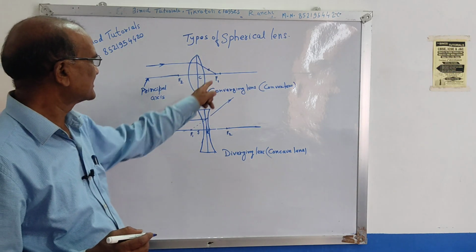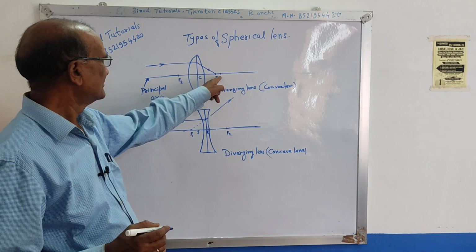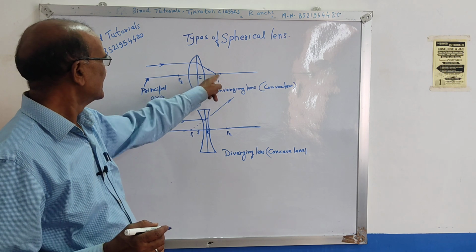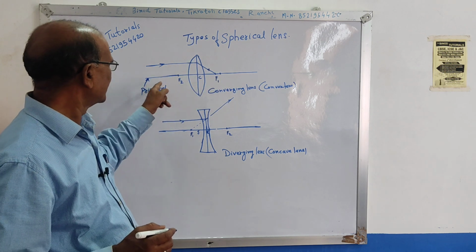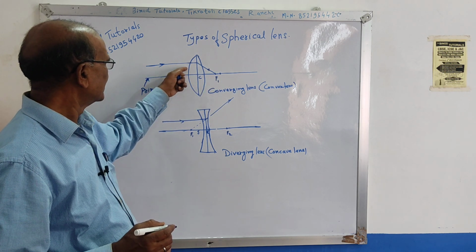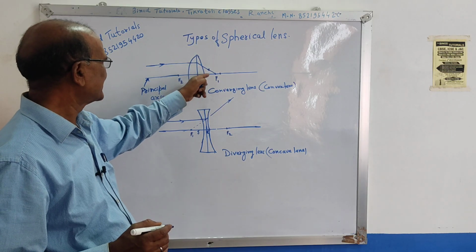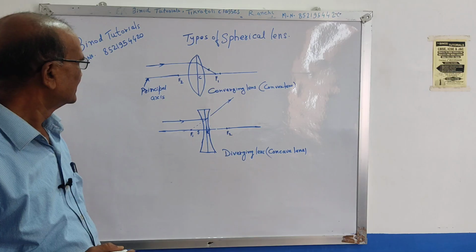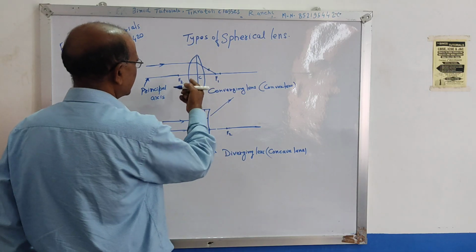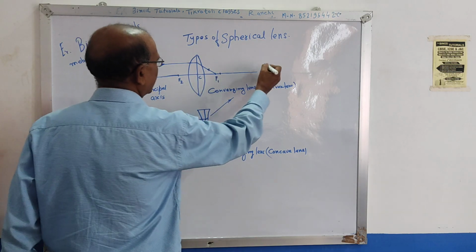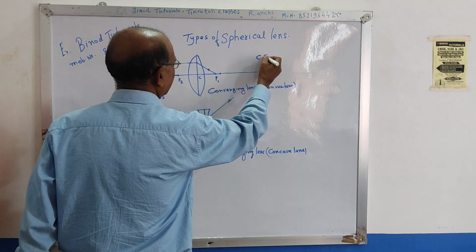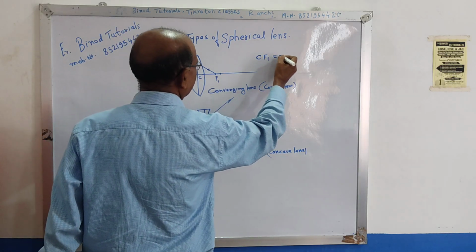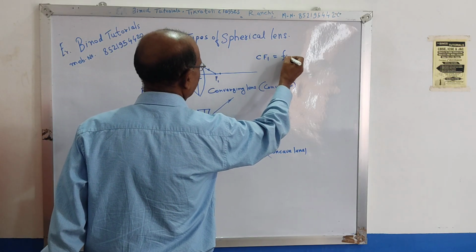What is F1? F1 is called focus center. So when parallel rays pass through this lens, it will get refracted through the focus F1. So the center of the pole C and F1, this is called focal length. This is called focal length.